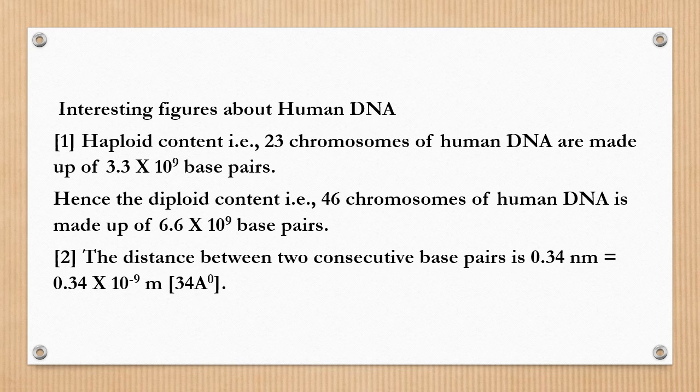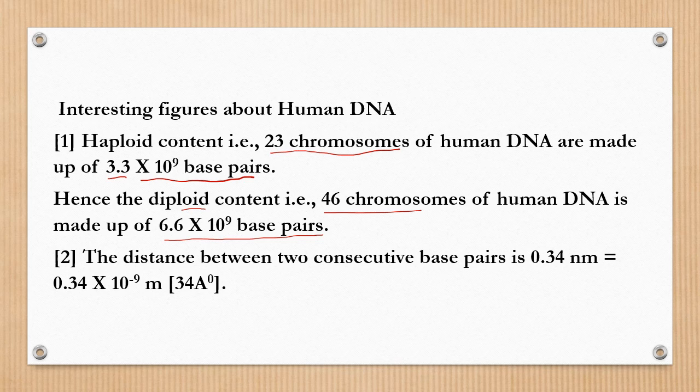Haploid content, that is 23 chromosomes of human DNA, is made up of 3.3 into 10 to the power of 9 base pairs. Hence, the diploid content, that is 46 chromosomes of human DNA, is made up of 6.6 into 10 to the power of 9 base pairs.